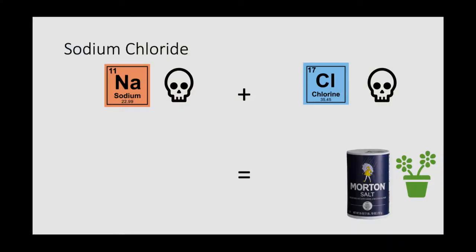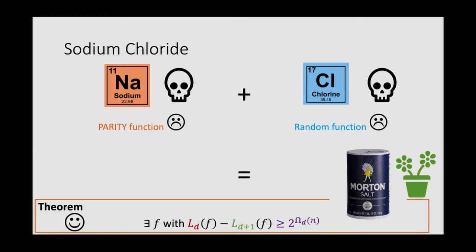And a very similar thing happens with this theorem. So, okay, yeah, salt is important for living things. Hopefully, you are eating salt. So we have sodium, which is the parity function, which is no good for proving the separation. And we have chlorine, which is a random function, also no good for proving the separation. And together, they make salt.